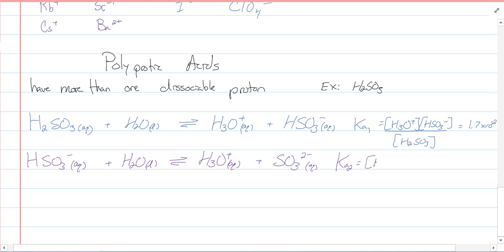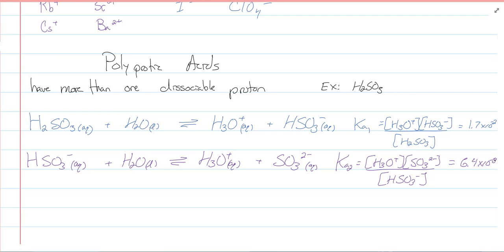Ka2 equals hydronium again, sulfite, and hydrogen sulfite. And that happens to be, in this case, 6.4 times 10 to the minus 8. Now I want to point something out here. Notice -2, -8. That's 10 to the 6 times different. So the first proton usually comes off more easily than the second proton. Usually. Not always, but usually. So usually the first proton is easier to remove than the second or the third.